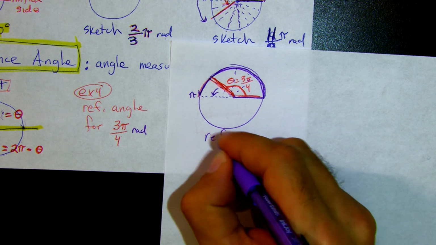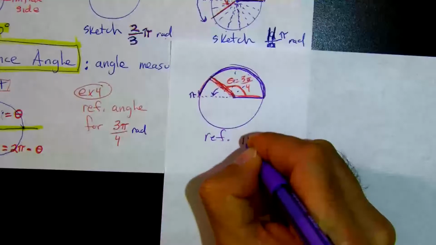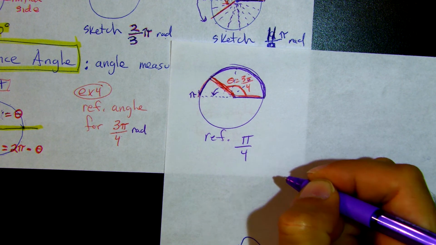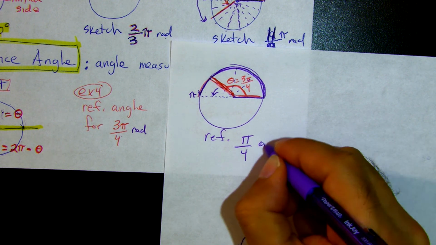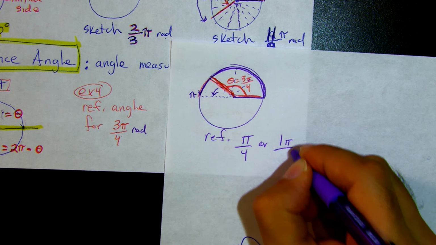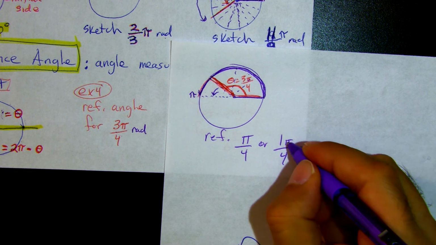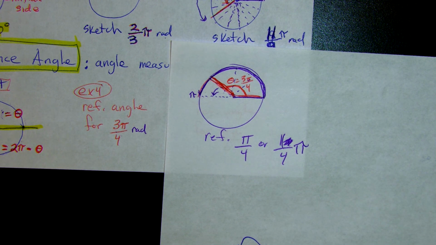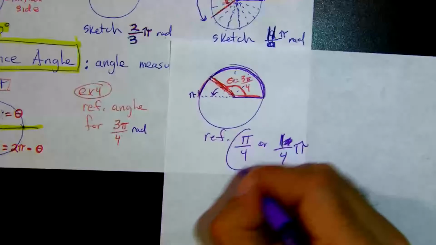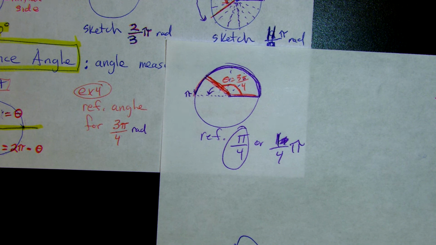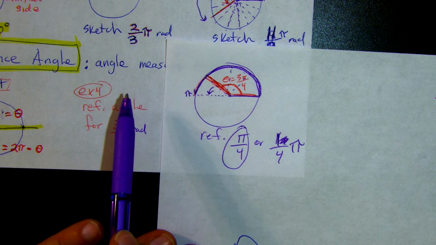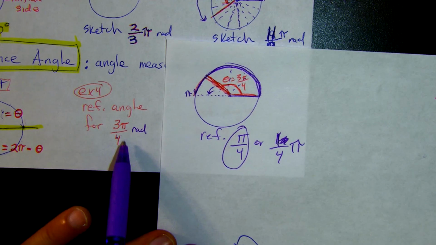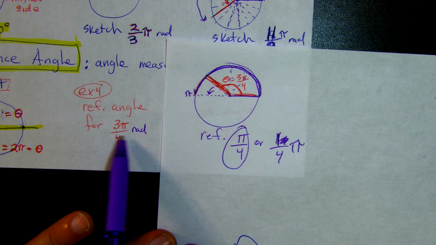Or you could think of it as 1 pi over 4, but you're mostly going to see, and I'll always say it like this, I'm going to put pi into the fraction. So the reference angle for theta of 3 pi over 4 went to here. To go down to the x-axis, we go another pi over 4, and then we have 4 pi over 4, which is 1 pi.